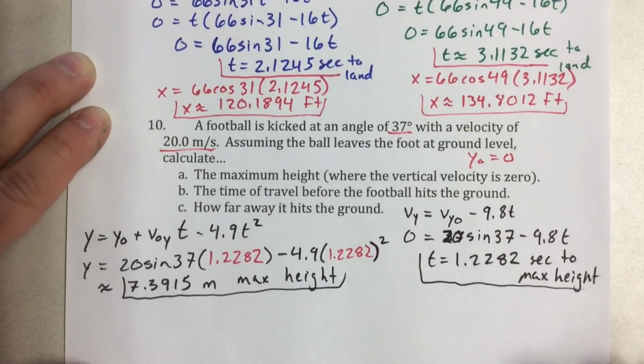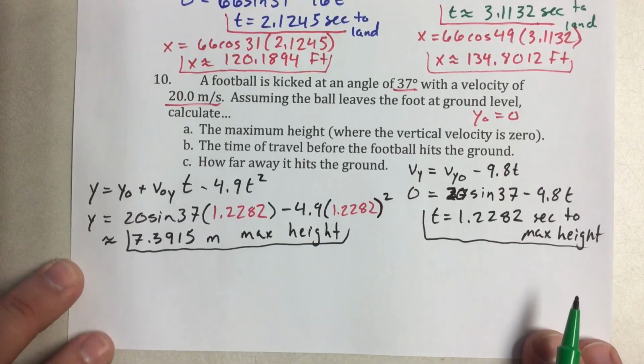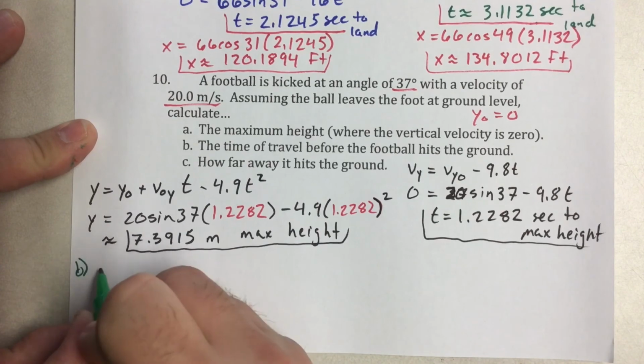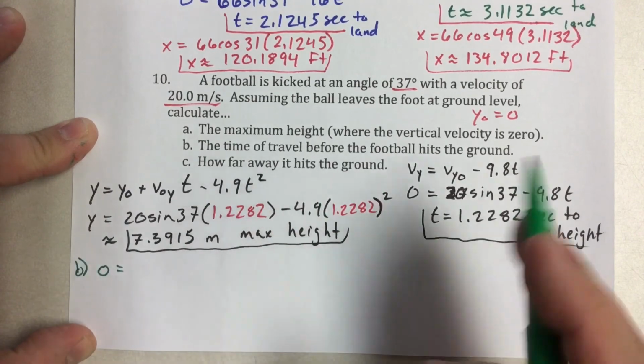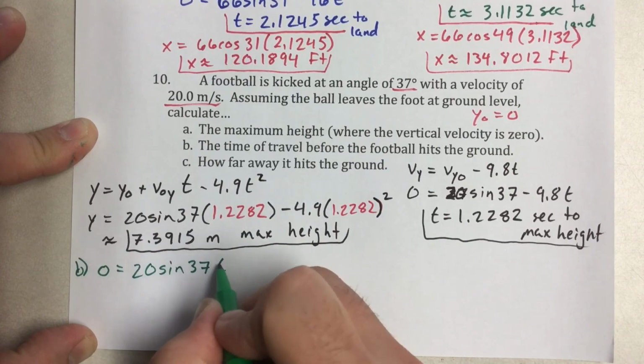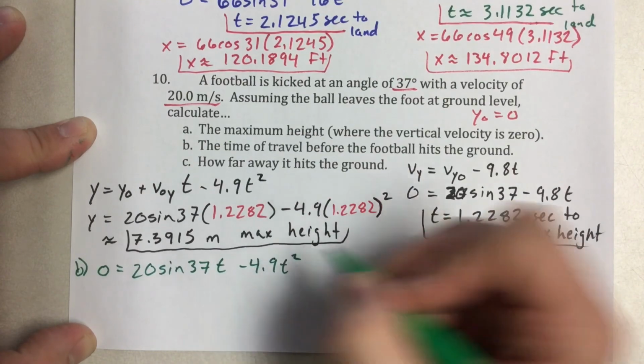Okay, so moving on. That's all for part A. For part B, the time traveled before the football hits the ground. So we have a height equation again, and we're setting the height equal to 0. So we already have our equation. It's going to be 0 equals, so this is part B now, 0 equals our initial height of 0 plus 20 sine 37 t minus 4.9t squared.